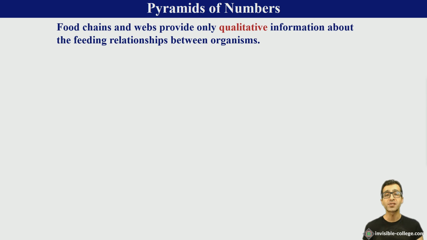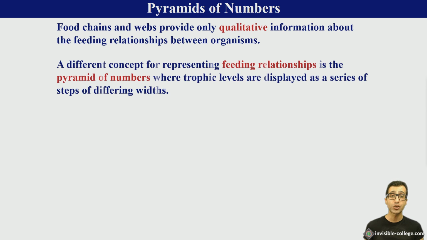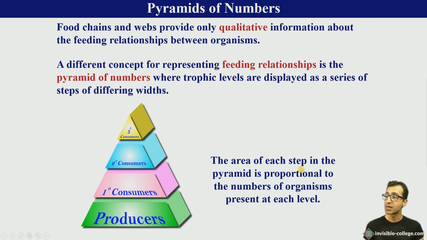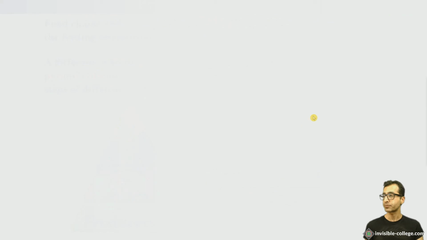A different concept for representing feeding relationships is the pyramid of numbers, where the trophic levels are displayed as a series of steps of differing widths, like this. The area of each step in the pyramid is proportional to the number of organisms present at each level. So you have a relatively large number of primary producers, a smaller number of primary consumers, a correspondingly smaller number of secondary consumers that feed on the primary consumers, and so on.